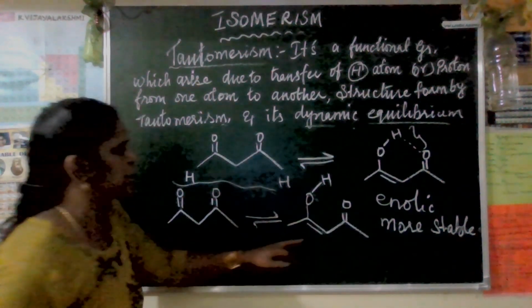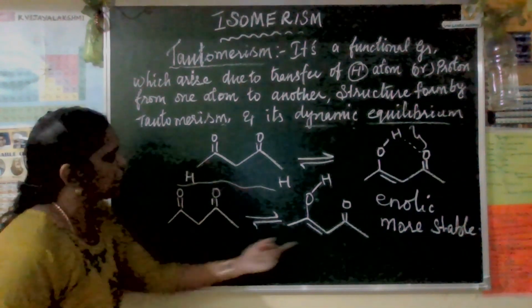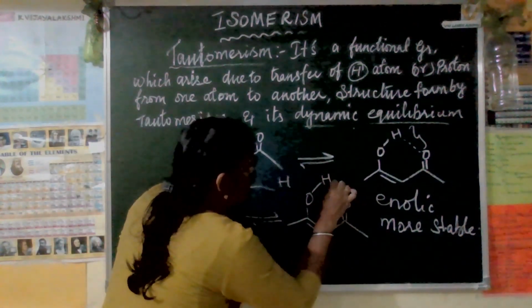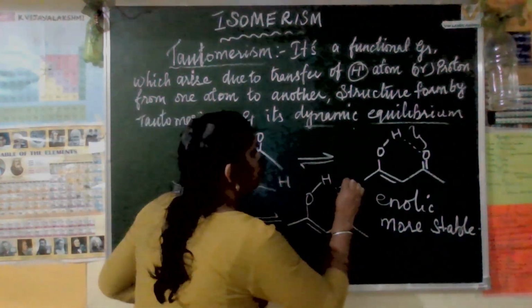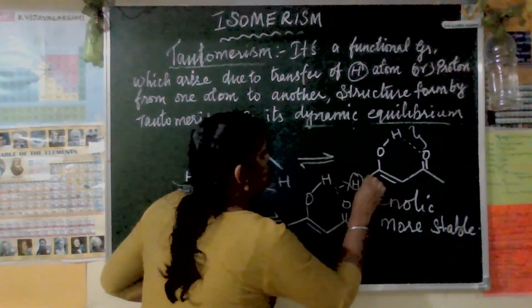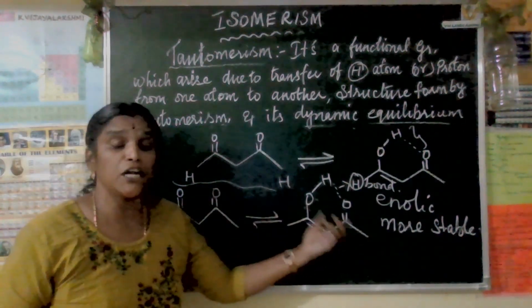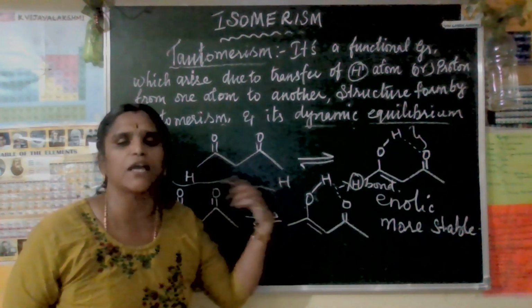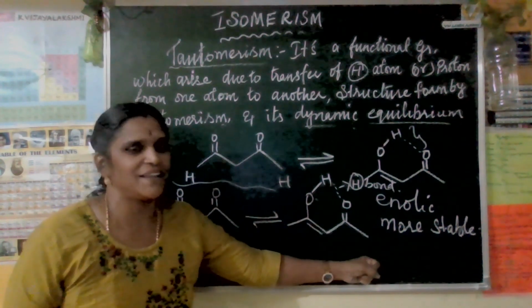And here what is it? A double bond here, because this is the keto form and this is the enol form, no? So what happened here? Hydrogen bond formation. With hydrogen bond formation, naturally the intramolecular hydrogen bonding will be stronger and more stable at this point.